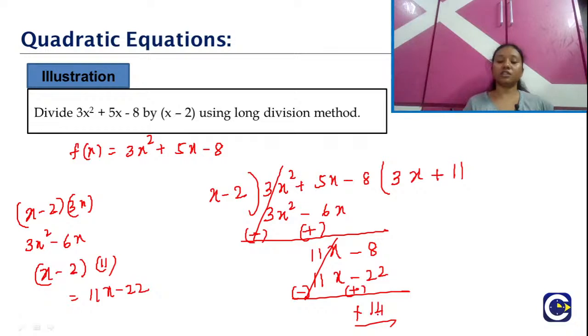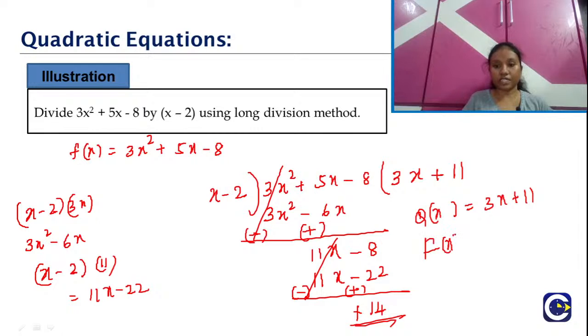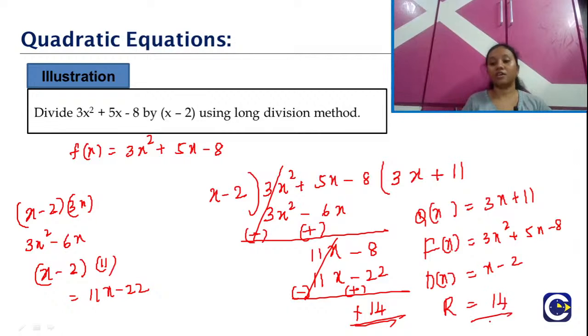As there is no power here, which means there is no variable, we can stop the division here. Now what is the quotient which we have? q of x is equal to 3x plus 11. And what is our dividend? The dividend is 3x square plus 5x minus 8. And the divisor is x minus 2. And the final remainder which we are left with is 14.